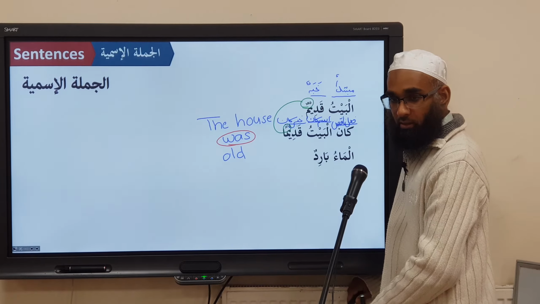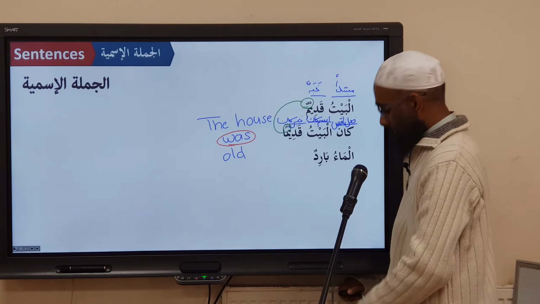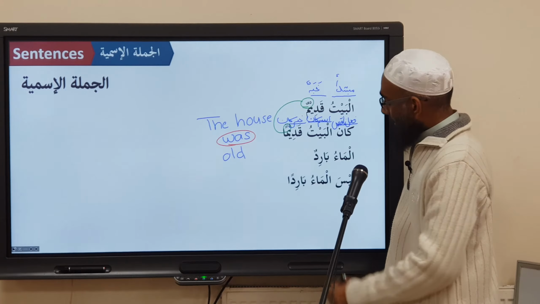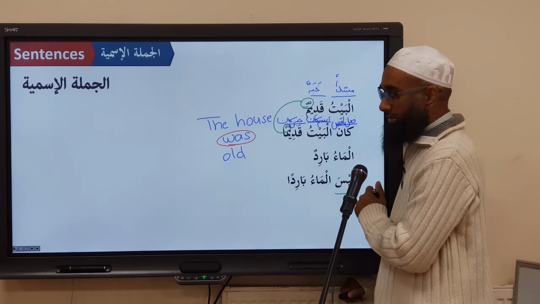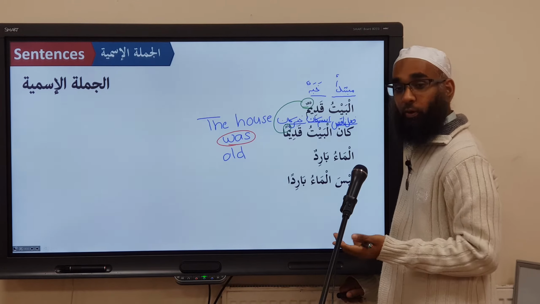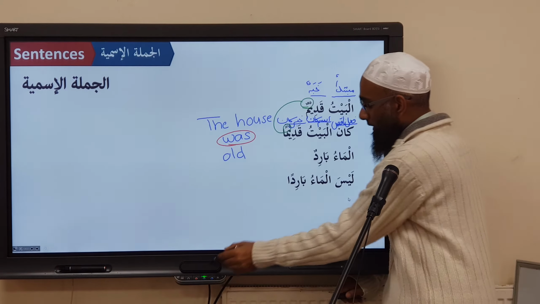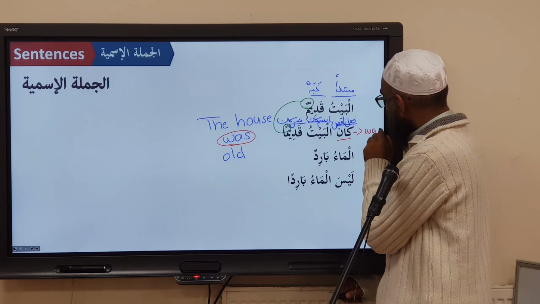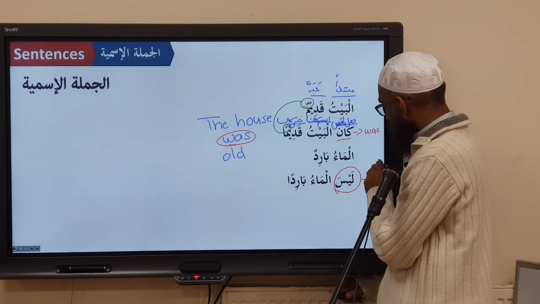Al-ma'u baridun. Translation? The water is cold. And if you want to say the water is not cold, you add, not kana, kana was, you add laysa. And laysa makes it what? The water is not cold. So kana is translated as was, and laysa is translated as not.